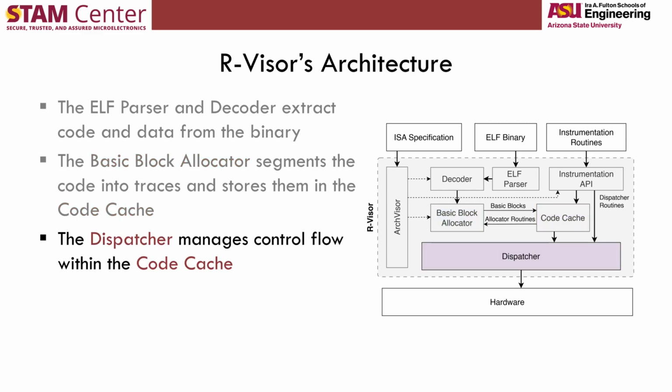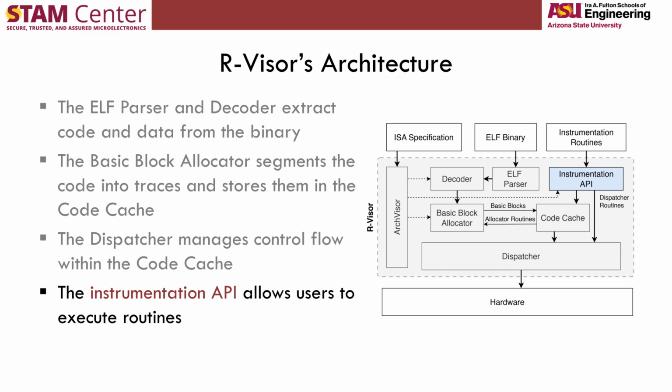Next, we have a dispatcher which manages the control flow within the code cache. So once a trace completes execution, control switches to the dispatcher, and the dispatcher must select the next trace to be executed on the hardware. Finally, we include an instrumentation API which allows users to write their routines as custom C functions, and it also allows them to specify when the routine should be called during execution.